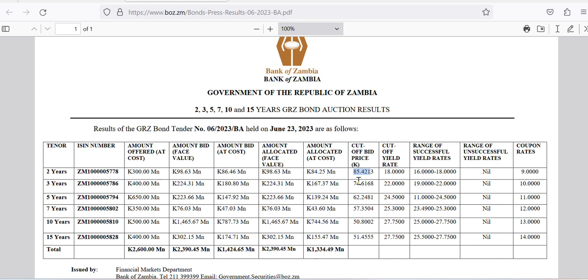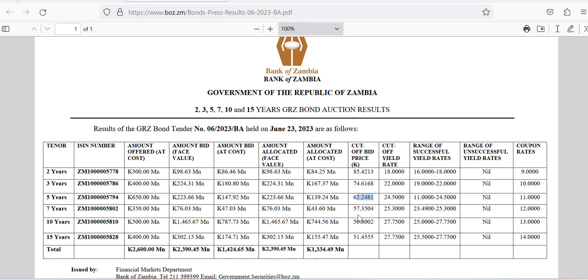So for every 85.4213 that you give to Bank of Zambia, they will give you 100 kwacha. That's for a 2-year bond. For a 3-year bond, for every 74 kwacha, they promise to give you 100 kwacha after 3 years. For every 62 kwacha you give them, they will give you 100 kwacha after 5 years, and so on and so forth.